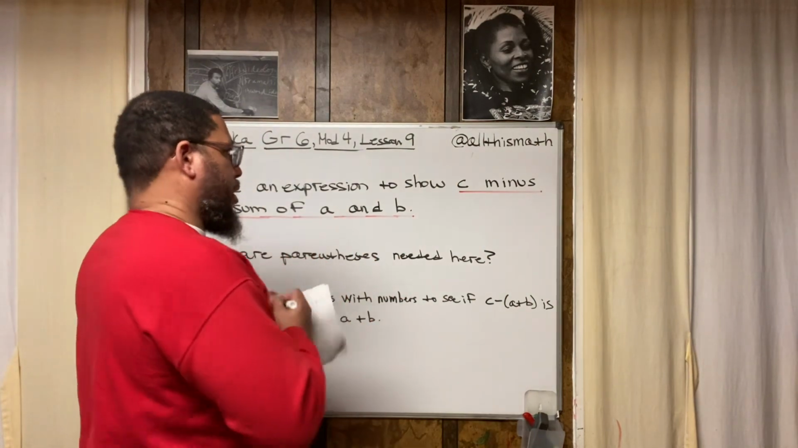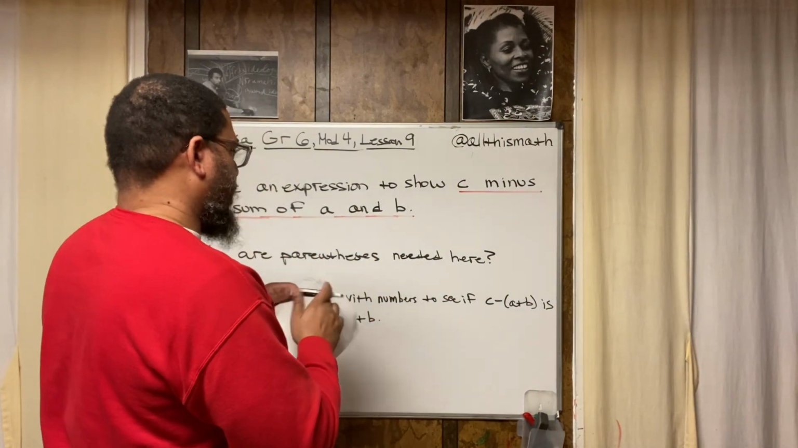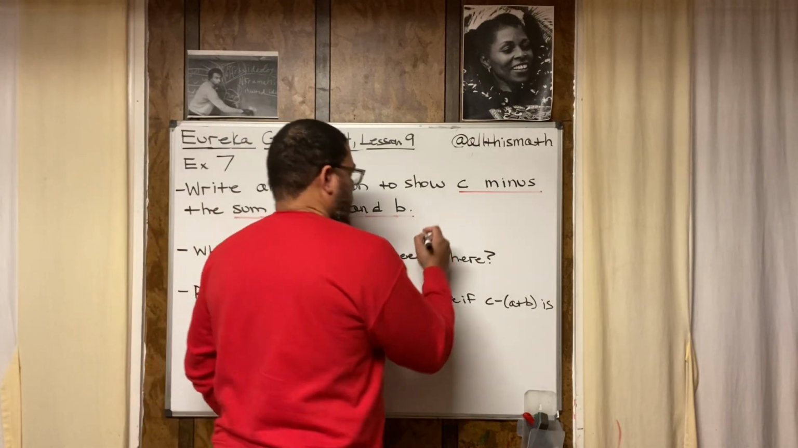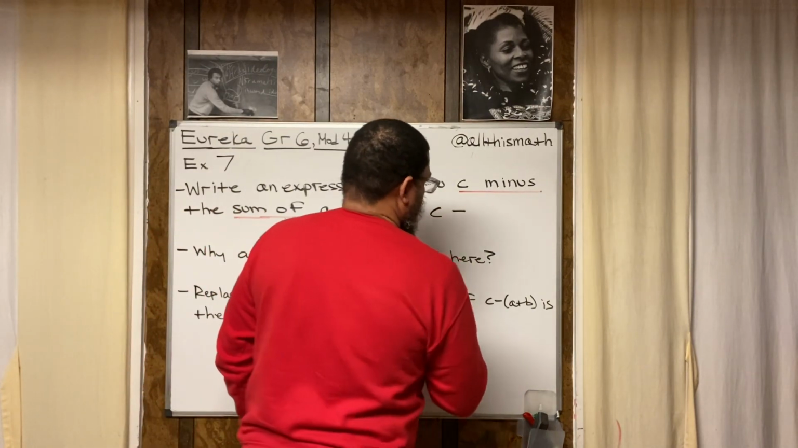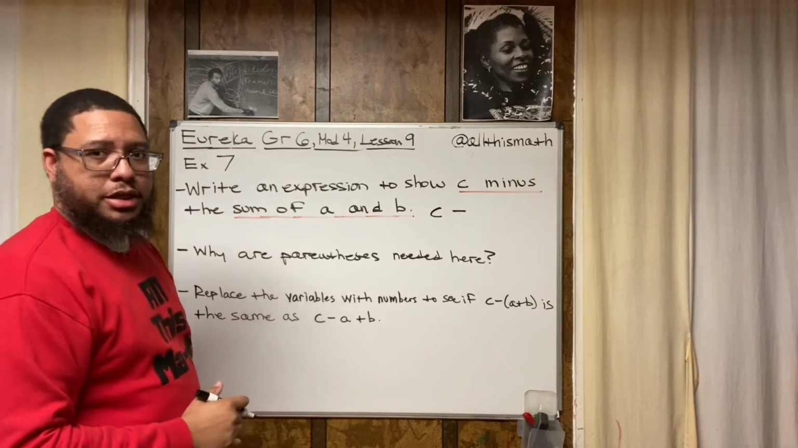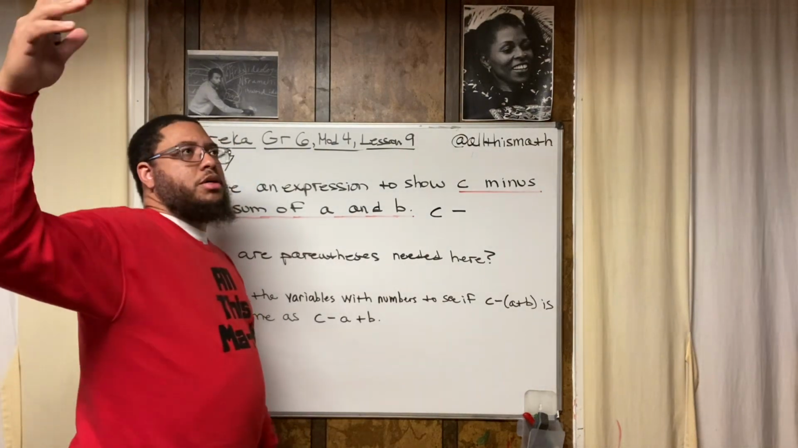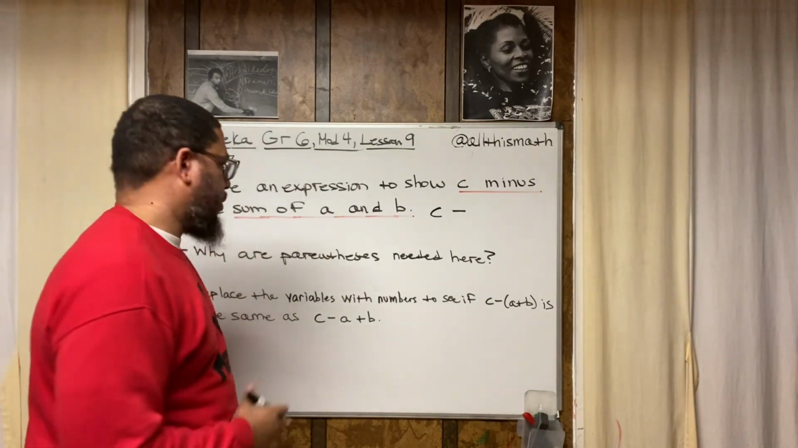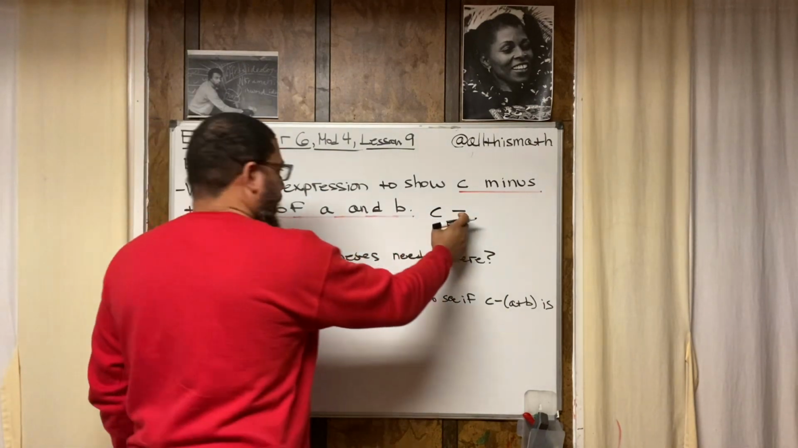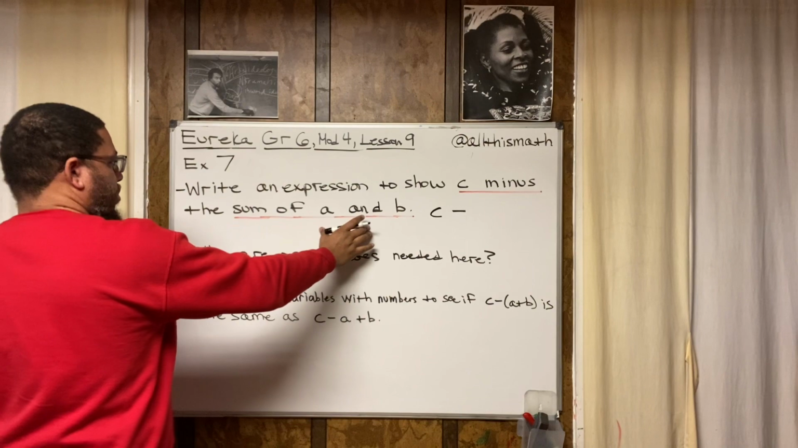So we got C minus, right? C minus. That's what that is. It's like if somebody gets a grade, C minus, like a 70, right? What's like 70 to 73 is a C minus? Anyway, so C minus the sum of A and B.